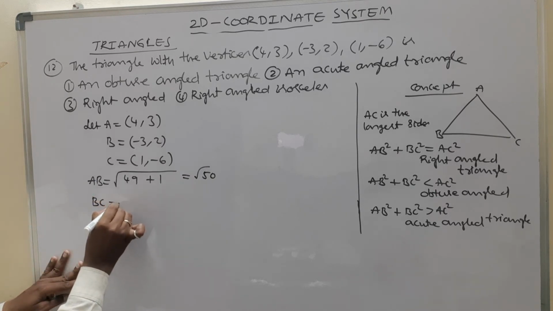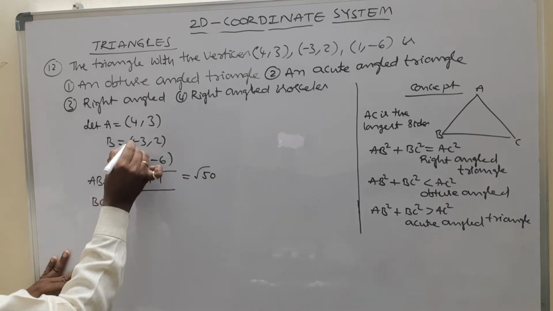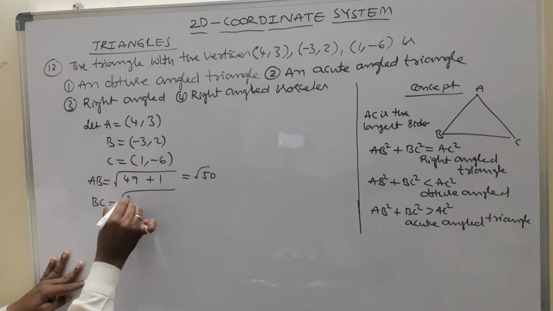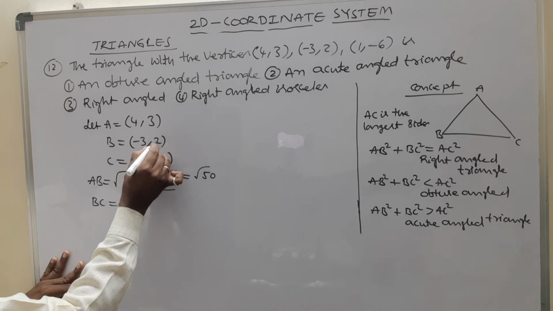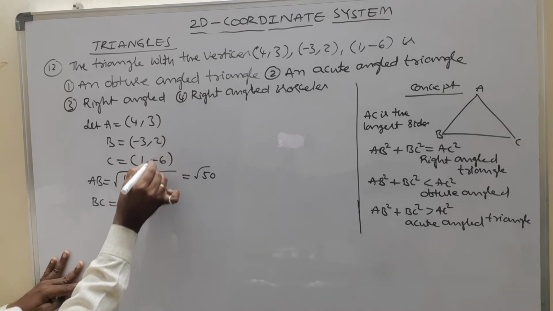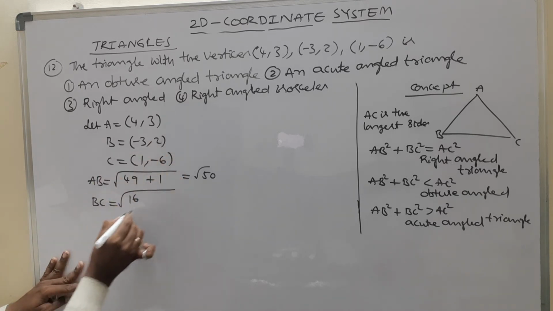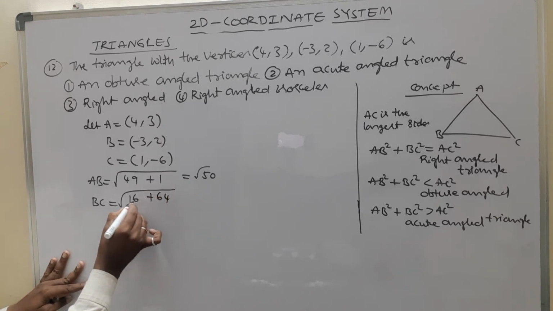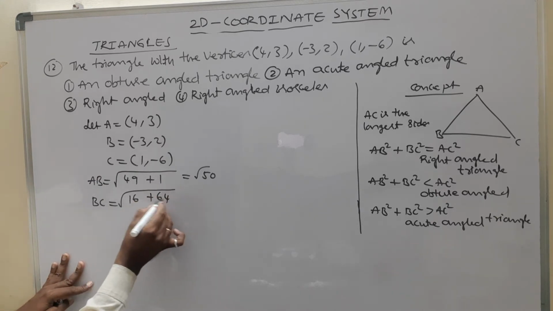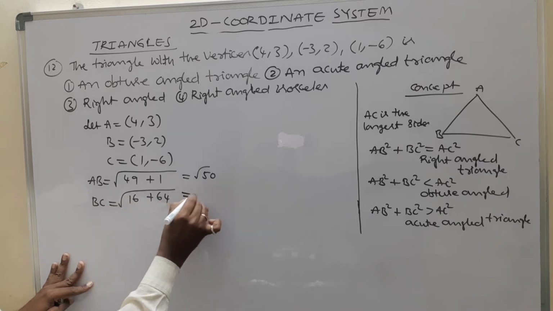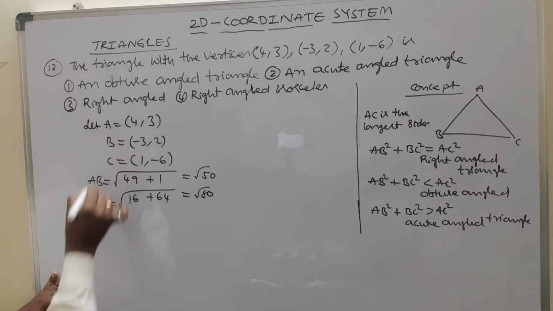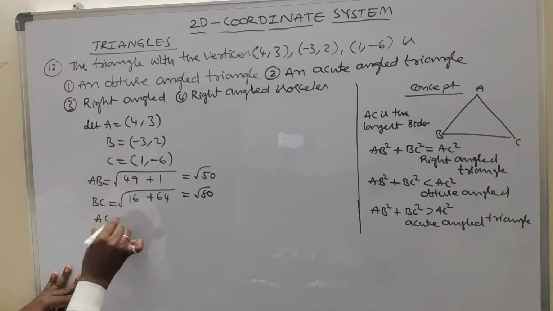Next to find BC. Square root of minus 3 minus 1, minus 4. Minus 4 whole square, 16. 2 minus of minus 6, 2 plus 6, 8. 8 square, 64. 64 plus 16, 80. Root 80. Next to find the AC distance.